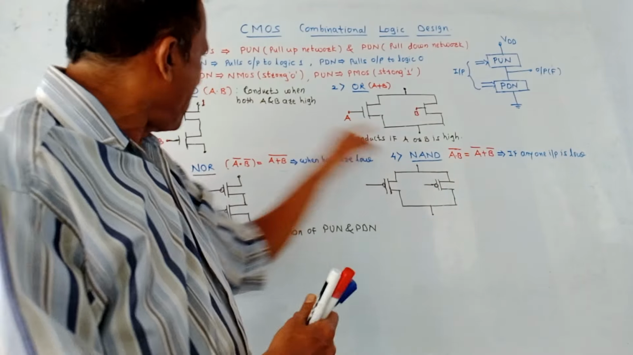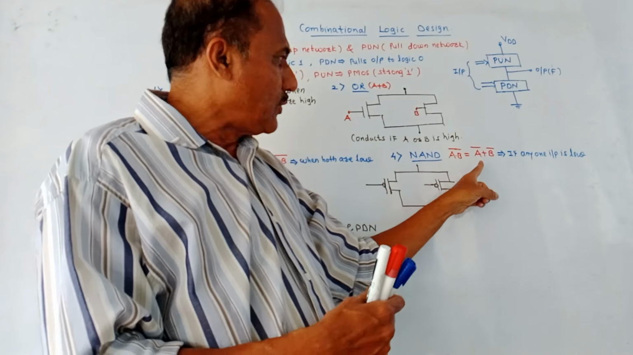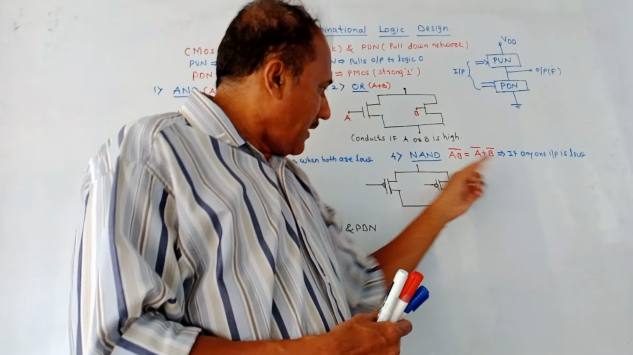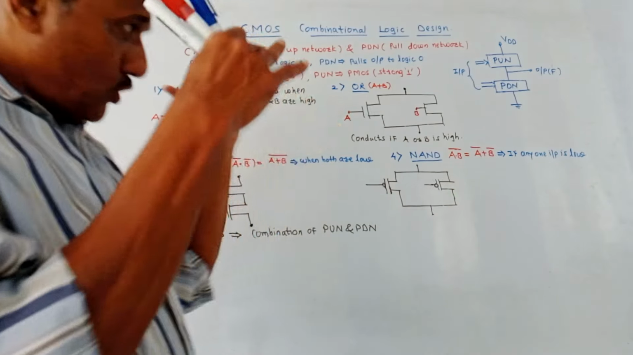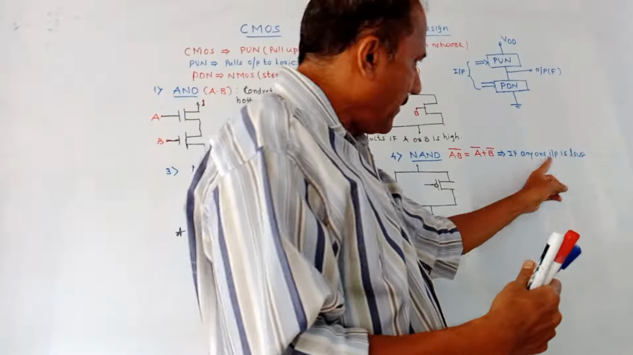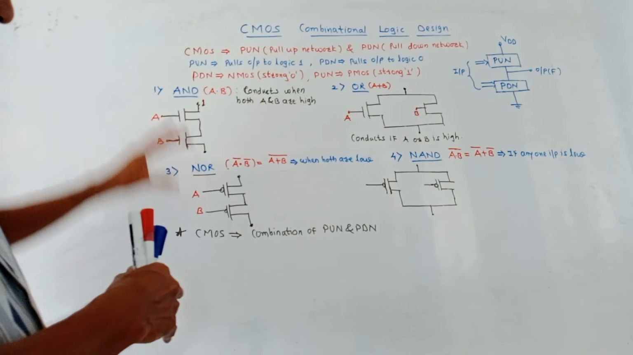So it is A dot B bar. This is the equation of NAND gate. A dot B bar is the same as A bar plus B bar. It is obtained by connecting two MOSFETs in parallel, so it operates if any one input is low. Let's make the thing simple. How to remember it?